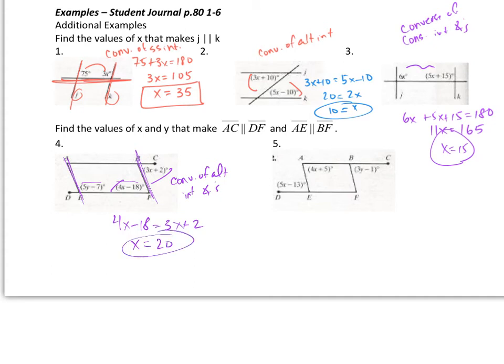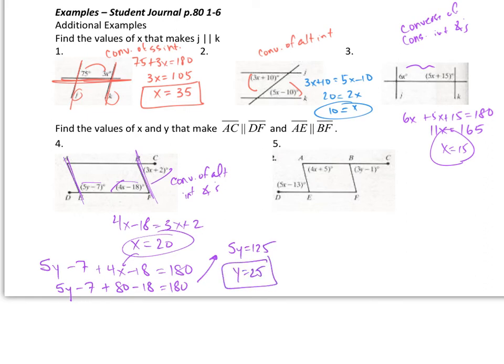And now that I have x as being 20, I could say 5y minus 7 plus this 4x minus 18 equals the 180. And since I know x is 20, I could put that guy in there. So 5y minus 7 plus 4 times 20 is 80, minus 18 equals 180. Let's finish this up over here. So this becomes 100 on that side, plus the 7 plus the 18, which would give me 125. So 5y equals 125, which would mean y is 25. So I've got x, I've got y.